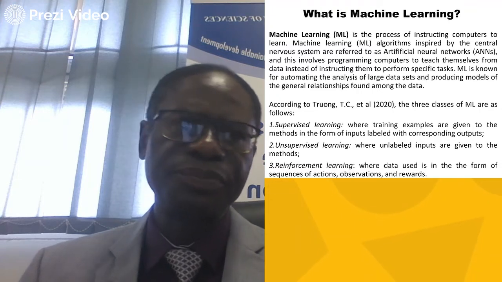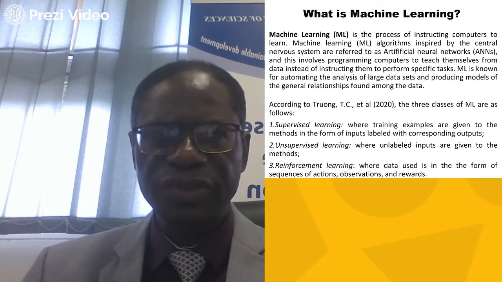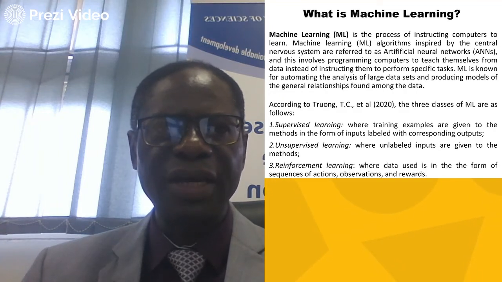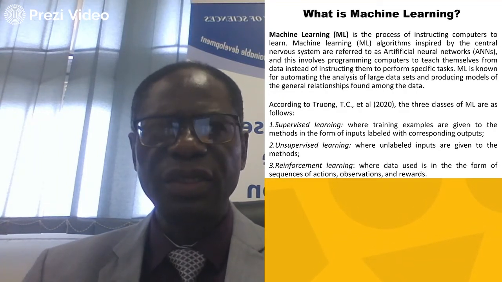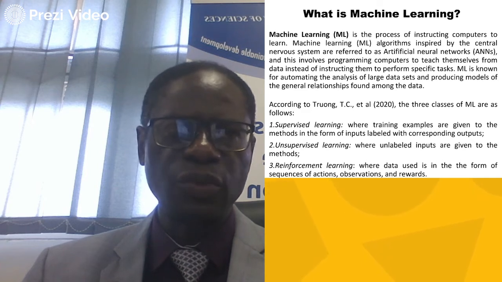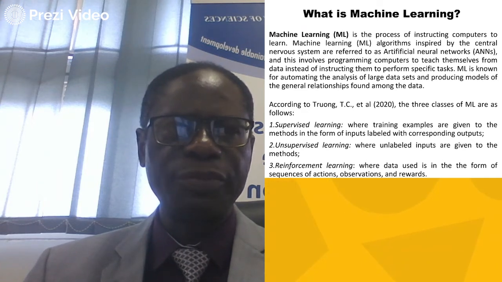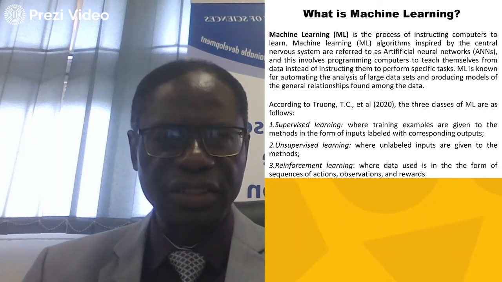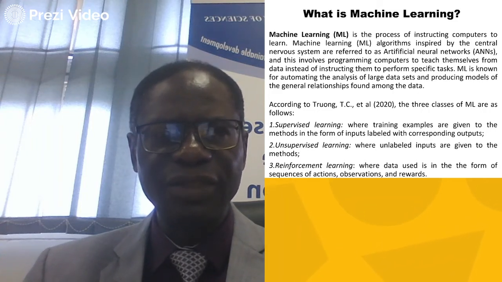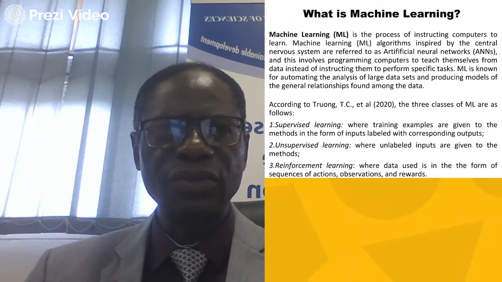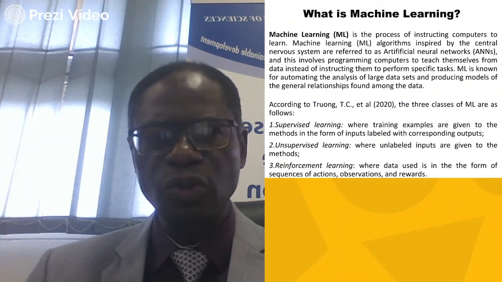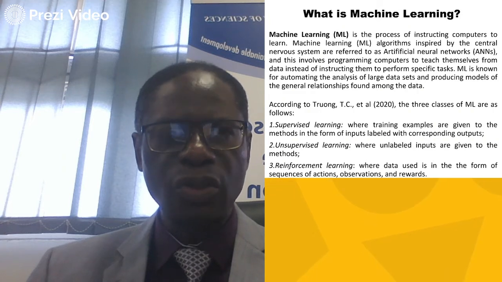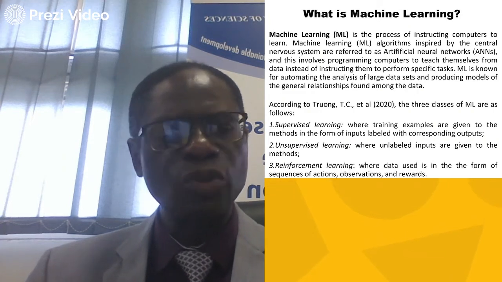What is machine learning? Machine learning is the process of instructing computers to learn. Machine learning algorithms are inspired by the central nervous system, often referred to as artificial neural networks. And these involve programming computers to teach themselves from data instead of instructing them to perform tasks. So these machines learn from the data. Machine learning is known essentially for automating the analysis of large volumes of data sets in order to produce models from which one can learn.